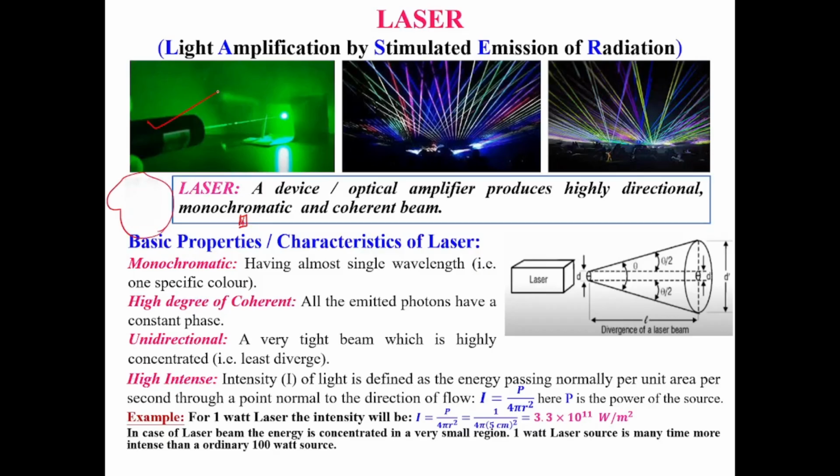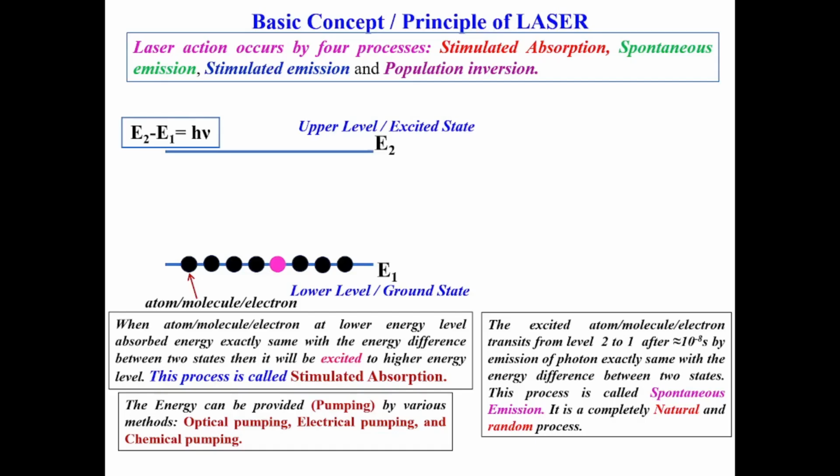Now we are going to move towards the basic concept or principle of laser. Any laser action from any laser source occurs by four processes: stimulated absorption, spontaneous emission, stimulated emission, and population inversion. One by one we are going to discuss them in detail.